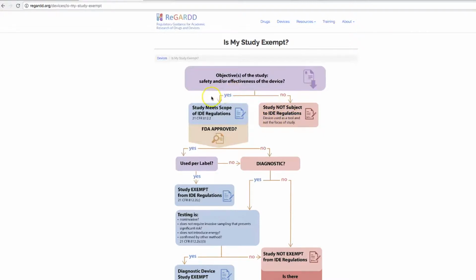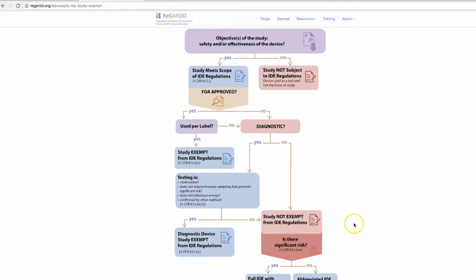However, if the study is to evaluate the device itself, and you answer yes, then the study meets the scope of IDE regulations. And the next question we need to ask is, is this device an FDA-approved product, and are you using it as it's approved, or are you using it off-label? If you are using a product that is not FDA-approved, then the next question is, are you using this to make a diagnostic decision? If the answer is no, then the study is not exempt from IDE regulations.